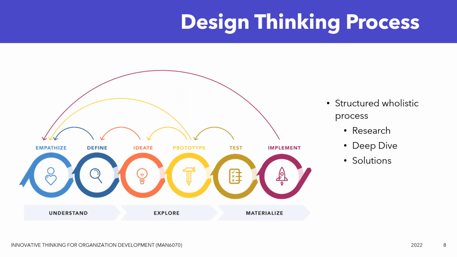The design thinking process consists of 6 stages, sequentially from understanding the problem at hand all the way to solution implementation. It is a structured, holistic process which guides the user with clarity to problem solving.